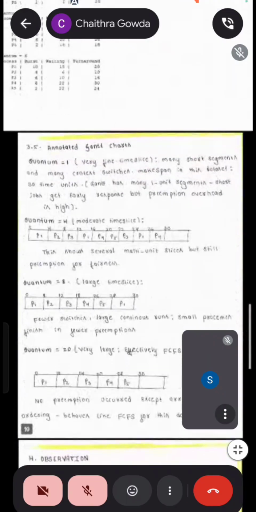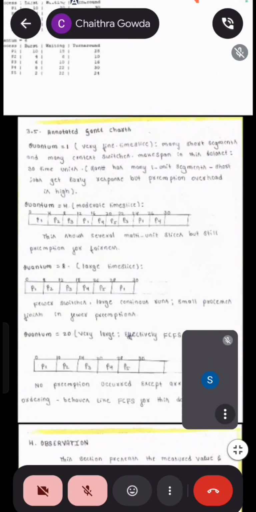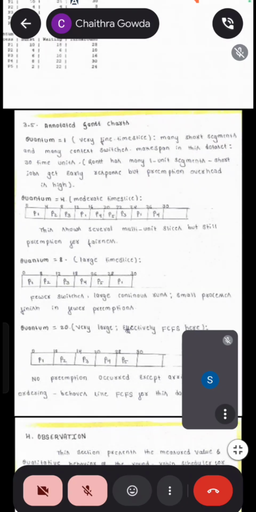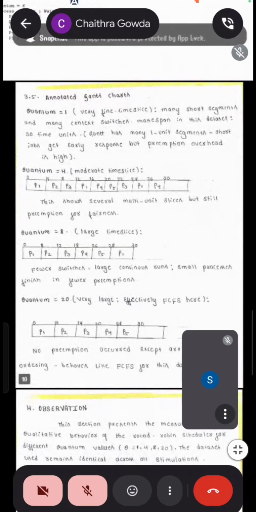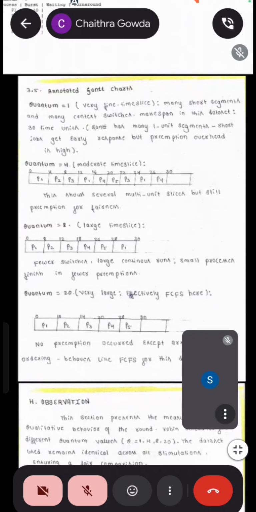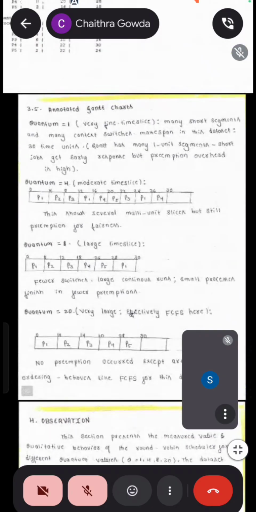Next, annotated Gantt charts. Quantum 1 is fine timelines. These are many short segments and many context switches, which lengthens the makespan in this data set. Quantum 4 is the moderate timeline. Here P1, P2, P3, P1 shows several multi-unit slices but still preserves fairness. Quantum equal to 8 is a large time slice. Here, few switches, large continuous runs, and small processes finish in fewer preemptions.